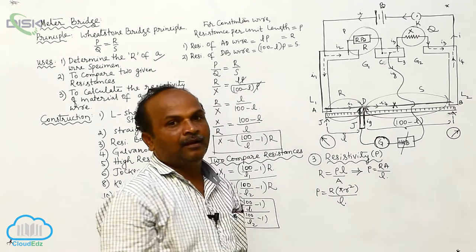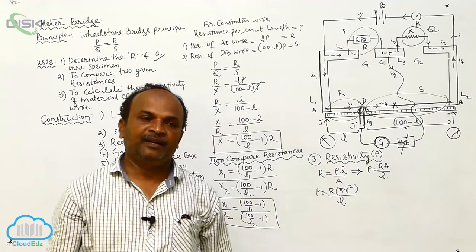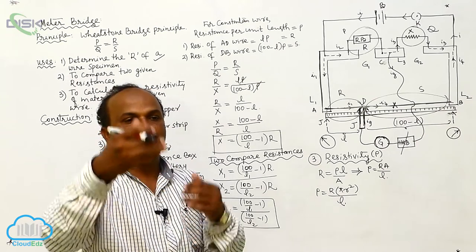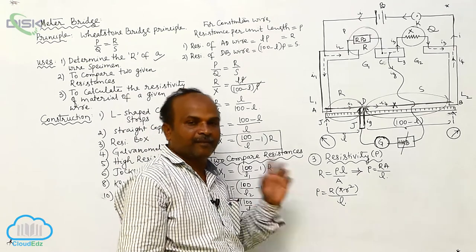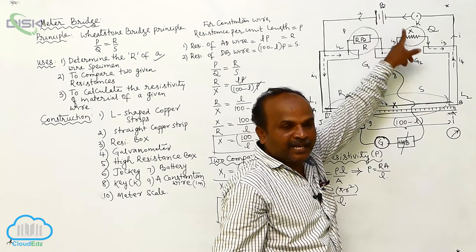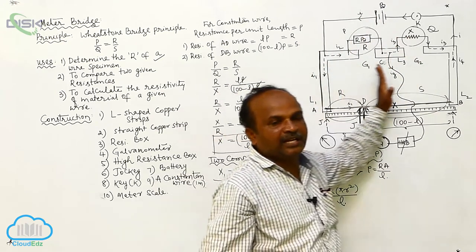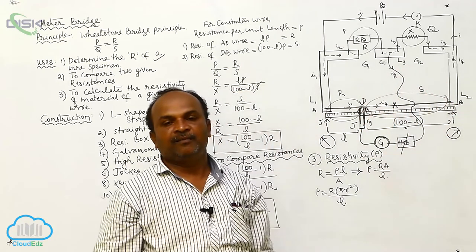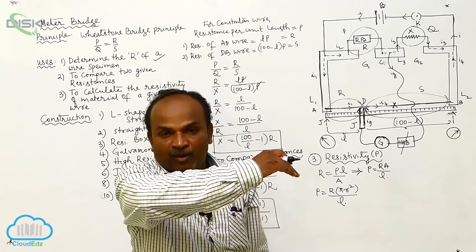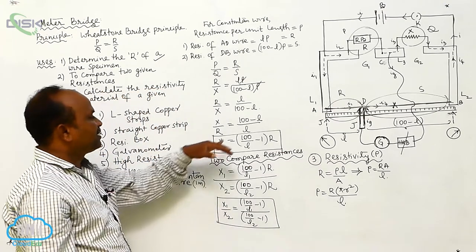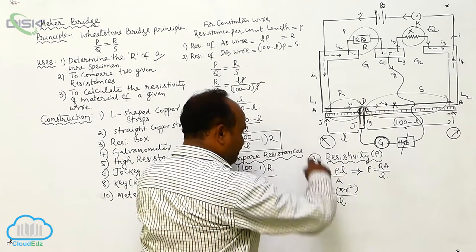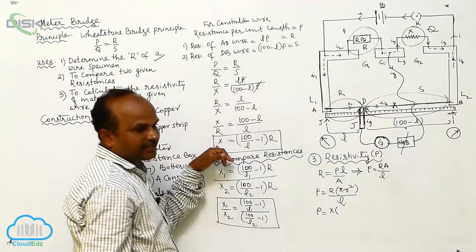Now, let us consider a piece of wire made of silver, whose resistivity you want to calculate. Or consider a piece of wire made of copper, and you want the resistivity of the copper. That wire is placed here. Once again the jockey is moved along the AB wire until the galvanometer deflection is zero at a particular point. That point is called the null point. Then calculate the null point distance L. By substituting the null point distance, we can get the resistance. Therefore, rho is equal to, for a given wire, the resistance X.